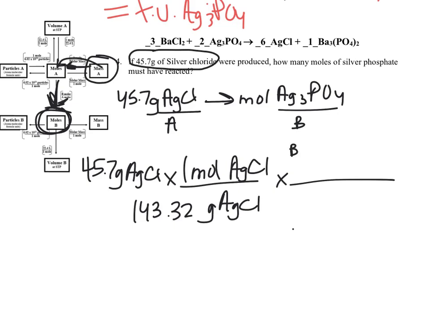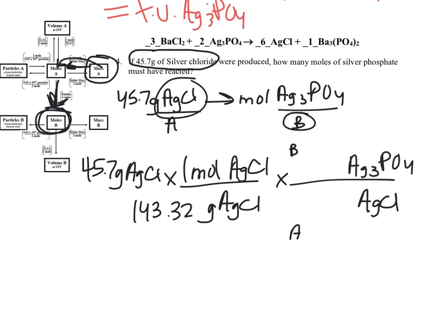To do that, we put B on top, A on the bottom. All right, A is silver chloride, so I'm going to put that on the bottom, and B is silver phosphate, so I'm going to put that on top. Now, you should be remembering by now, where do we get these numbers for mole-to-mole ratios? Up from the balanced equation. So I know that there are 6 moles for every silver chloride, and there would be then 2 moles for every silver phosphate. But there you have it.